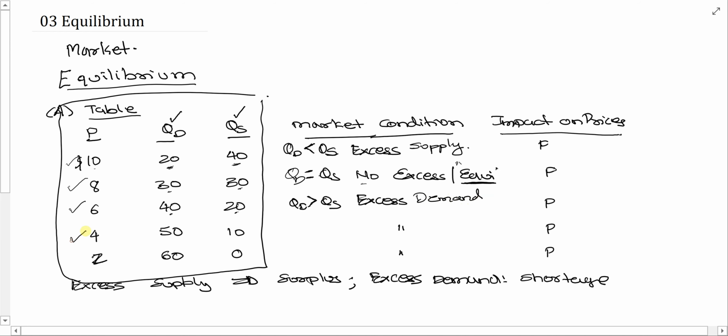Same thing with a price of 4. 50 is demanded, 10 is supplied, so demand is greater than supply, and hence you have excess demand. And again here too, you have quantity demanded at 60 and there is no supply of the product, and there is excess demand. Now this will be the market condition at different prices. Now we think about what happens to the price if there is a particular market condition.